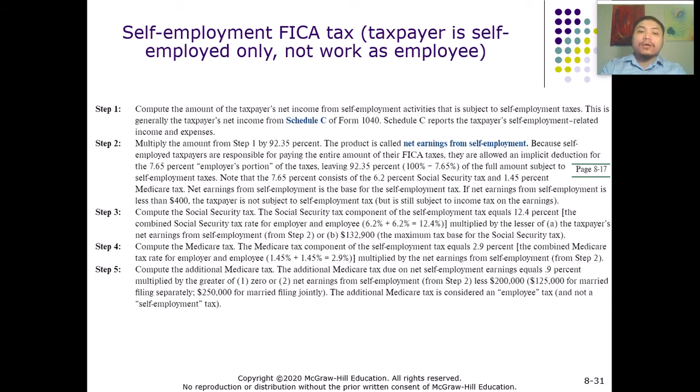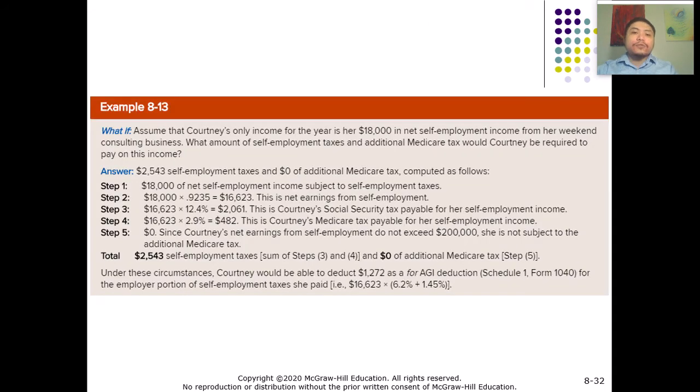So again, for self-employed taxpayers, the steps we need to take to calculate the FICA tax are a little bit more complicated, but still not that difficult, right? Let's go through an example together, and then maybe we can have a better idea. Say Courtney's only income for the year is her $80,000 in net self-employment income from her weekend consulting business. The question asks, what amount of self-employment taxes and additional Medicare tax would Courtney be required to pay on this income? We just need to follow these 5 steps.